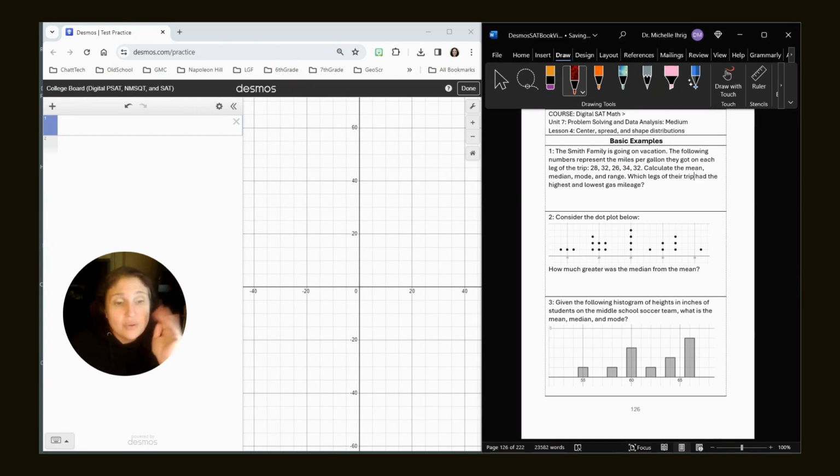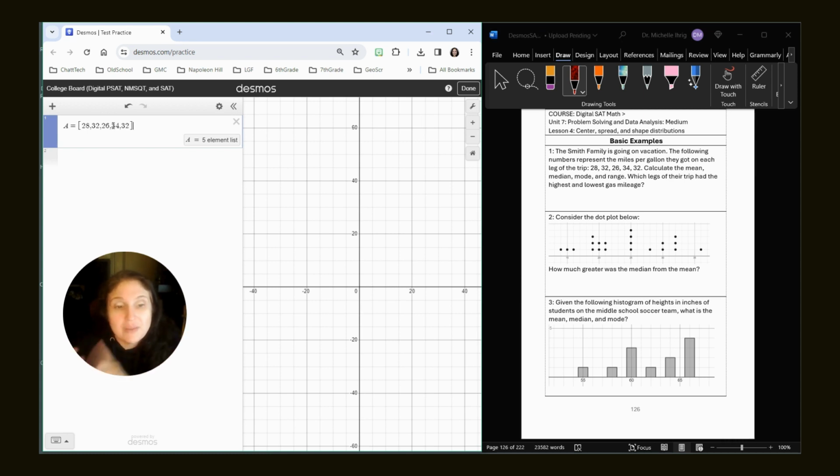First of all, I'm going to teach you how to type in sets. Pick any letter that you want. I'm going to pick the letter A because why not? Equals. Now hit the bracket symbol, which is next to the letter P, and we're going to type in our numbers. We have 28. You don't need any spaces. 32, 26, 34, and 32. Now we've created a list, and in this case there are 5 elements, meaning there are 5 numbers.